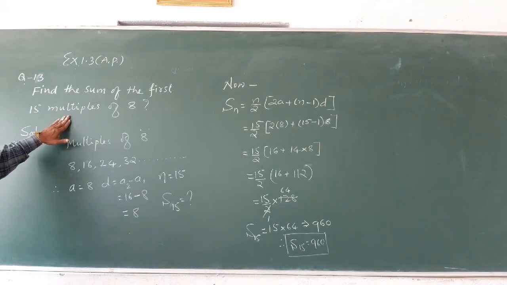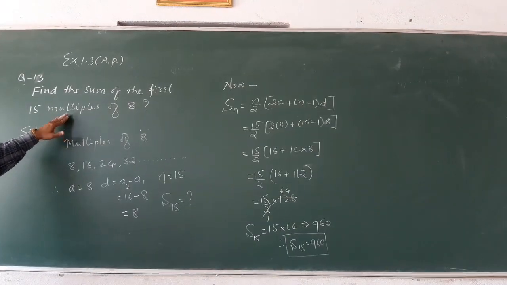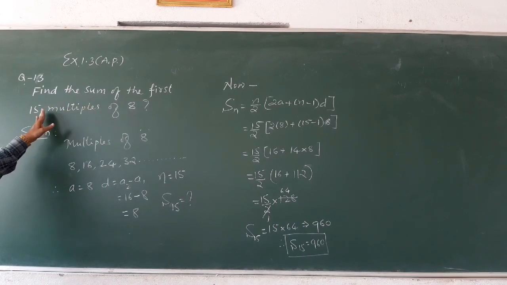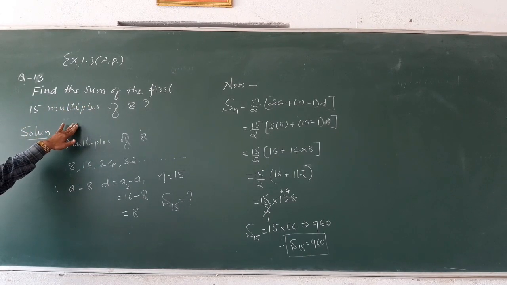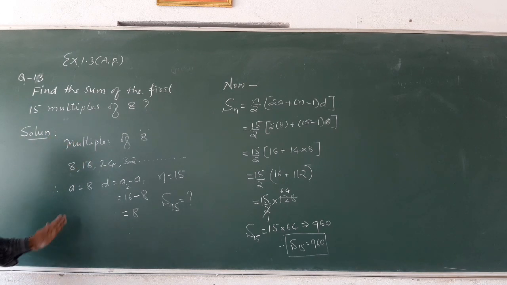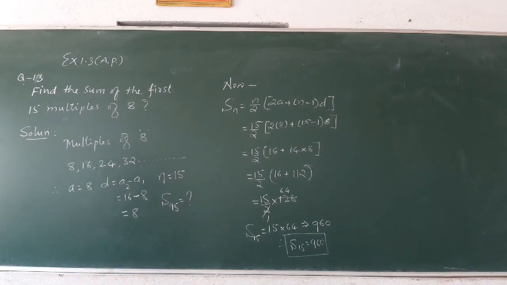See, both the problems are similar. The previous one that we solved is also of this type. Here, find the sum of the first 15 multiples of 8. Multiples are nothing but the tables of 8. You have to write those tables. Okay, see the solution.